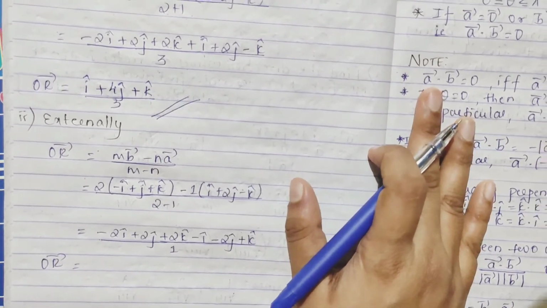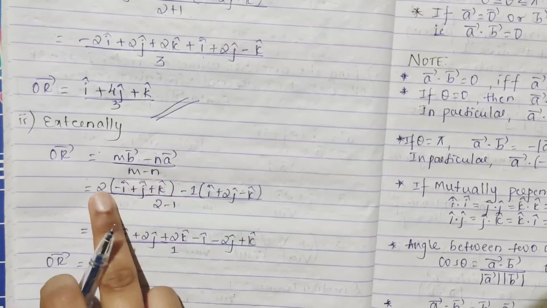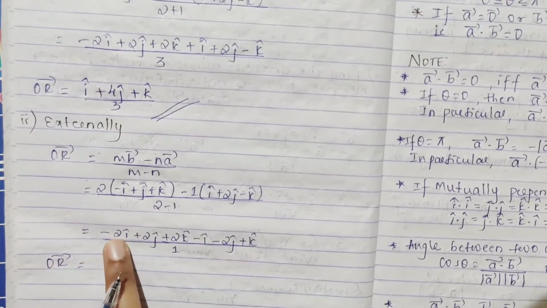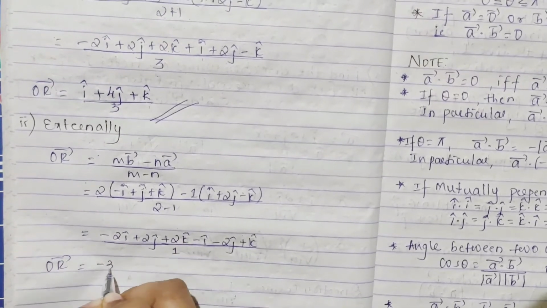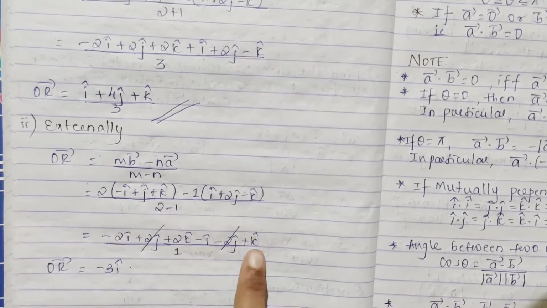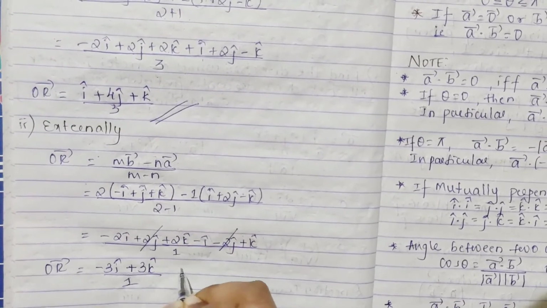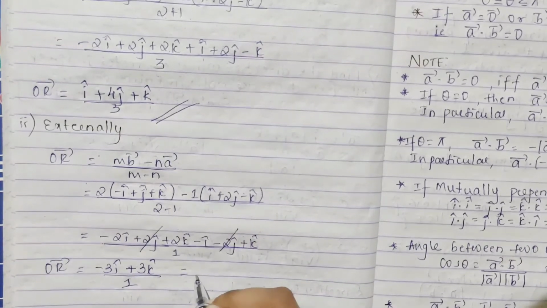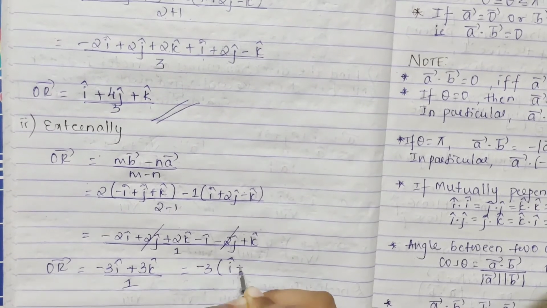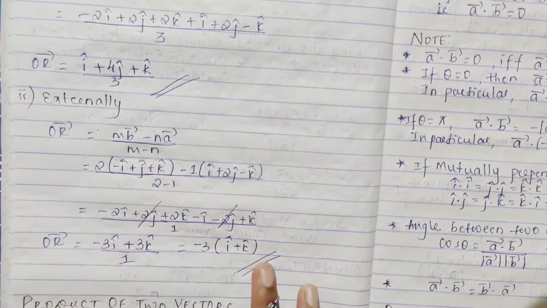Externally, what is the formula? m b vector minus n a vector, whole divided by m minus n. Same way, just minusing it, it will be the same method. 2 minus 1 will be 1 here. Minus 2 i cap minus i cap is minus 3 i cap, plus 2j cap minus 2j cap cancels, plus 2k cap plus k cap you get plus 3k cap, whole divided by 1. So if you want, I can take minus 3 common and I'll get i cap plus k cap. This is your final answer for external, right?